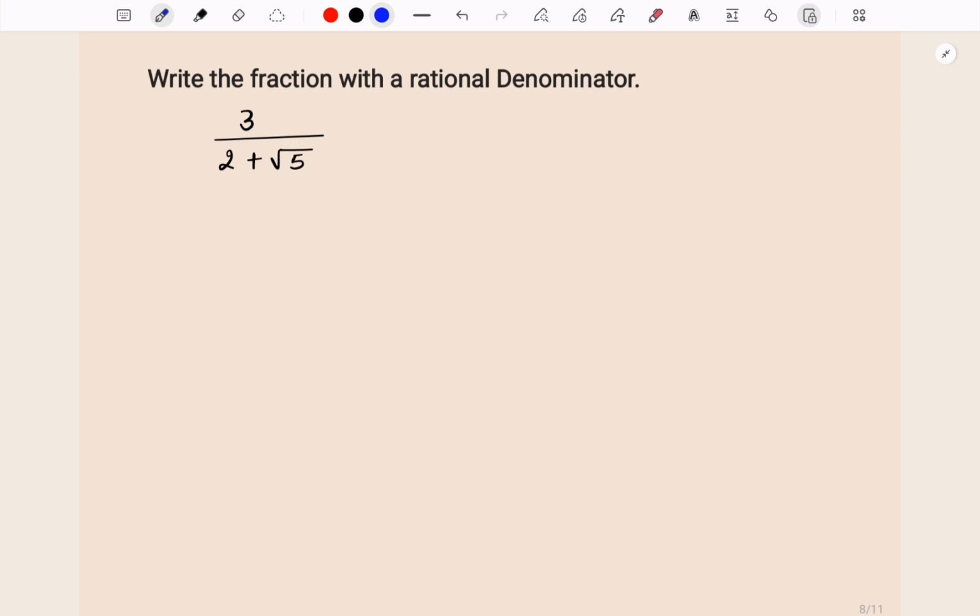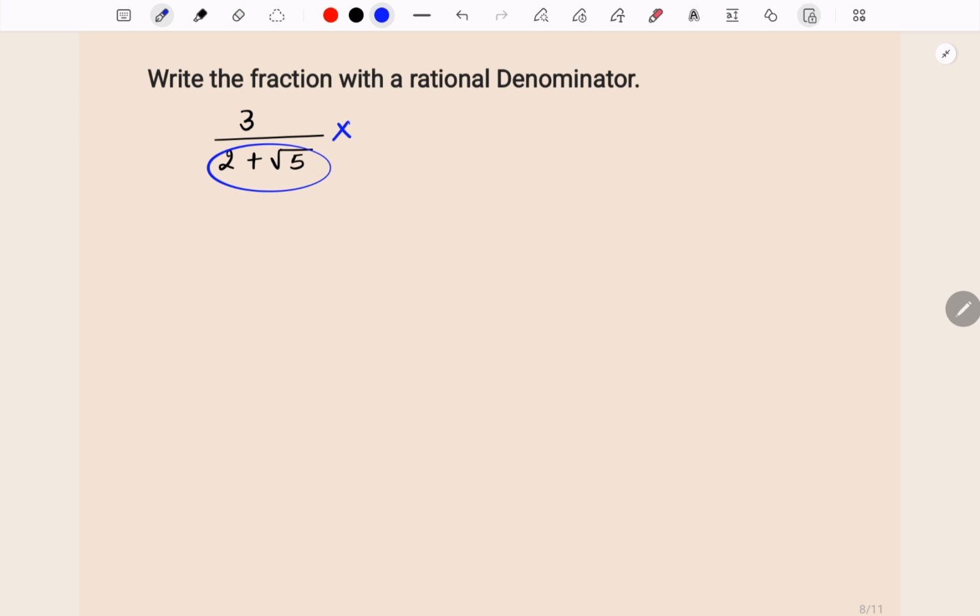Okay, so now we know how we can find conjugates. So now we will be able to solve this particular question. Here we have a two-term denominator and we need to rationalize the denominator. So first look at the denominator. We have 2 plus root 5. So we need to multiply this fraction with its conjugate.